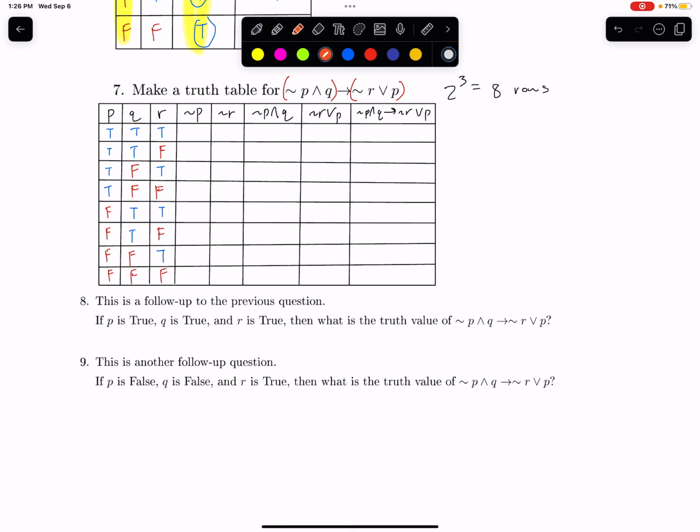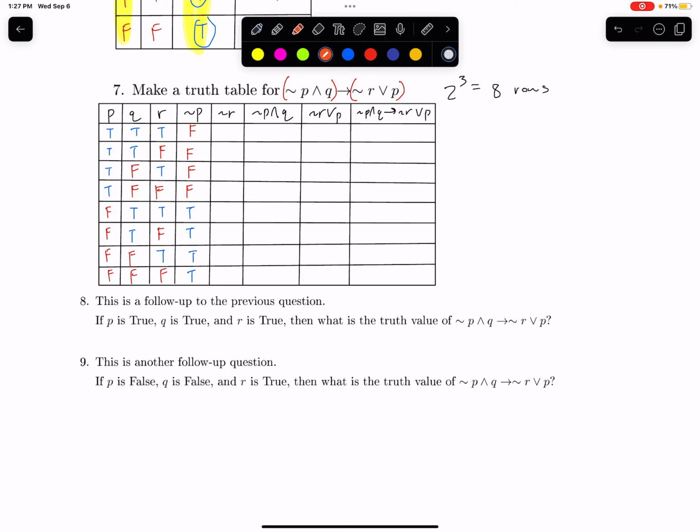So not P, I'm focused on the P, and I'm just reversing everything that was originally there. So if you start with P as all trues, 4 trues in a row, that means that the negation is going to start with 4 falses in a row instead. And if you look at the original P, it had 4 falses next. That means the not P is going to have 4 trues next.